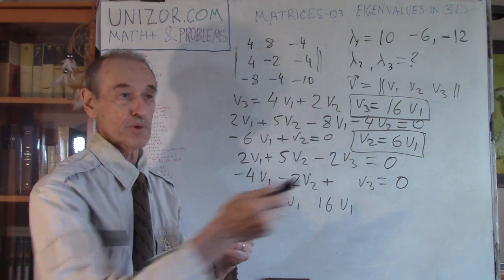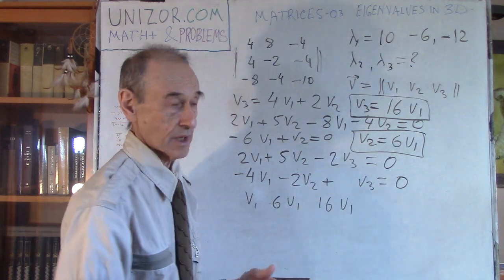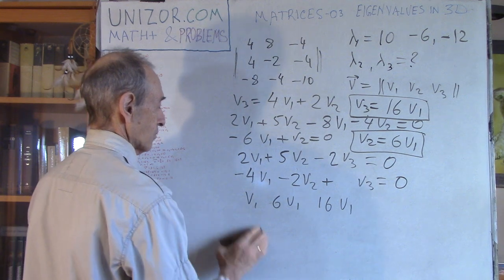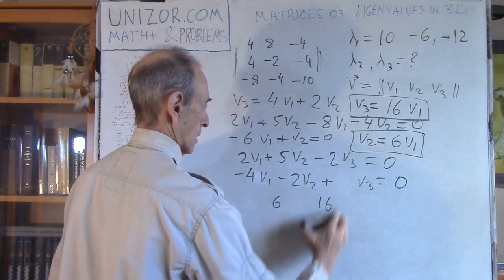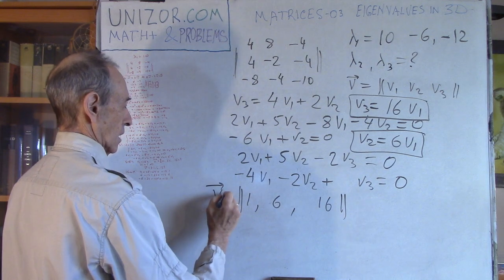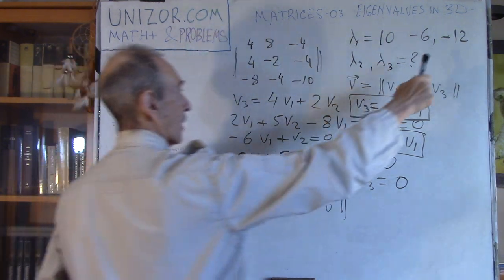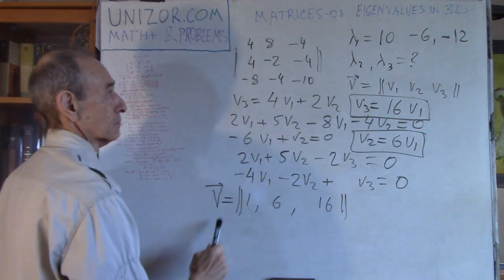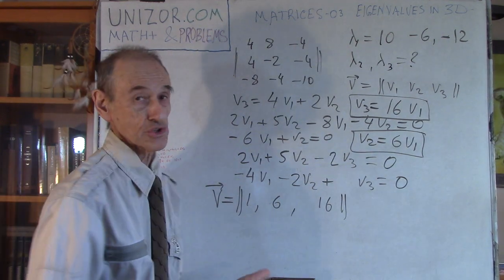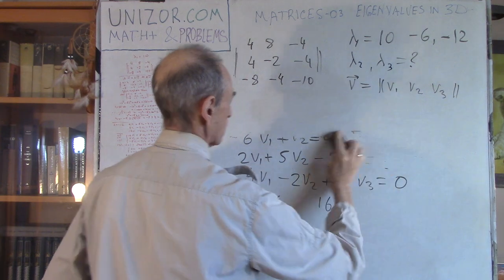All these vectors are proportional to each other, which means they have exactly the same direction, which means they are all eigenvectors. So if you want to find one particular eigenvector, I'll choose the simplest one. So I'll put V1 equal to 1, and my eigenvector would be 1, 6, 16. That's my eigenvector. So for eigenvalue minus 12, we have eigenvector 1, 6, and 16, and any other vector proportional to this one. Okay? Now, the only thing is, I would like actually to check if it's really true.